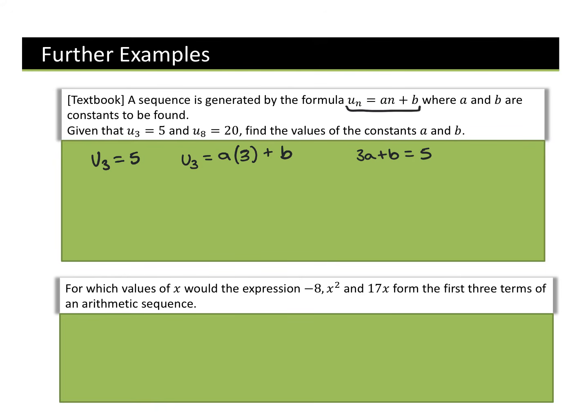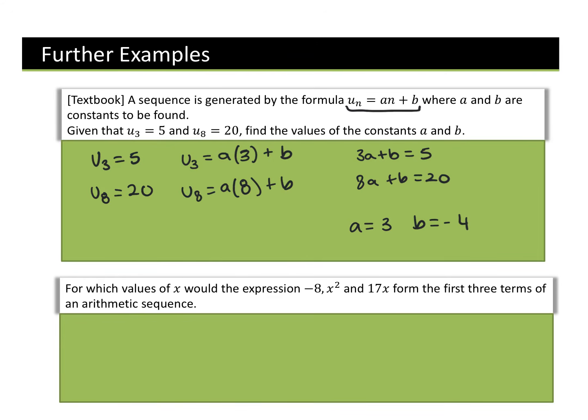The same with u8. u8 equals 20. So that means u8 equals a lots of 8 by the formula they've given plus b. So that means 8a plus b equals 20. Using simultaneous equations, you should be able to solve this and get a equals 3 and b equals negative 4.